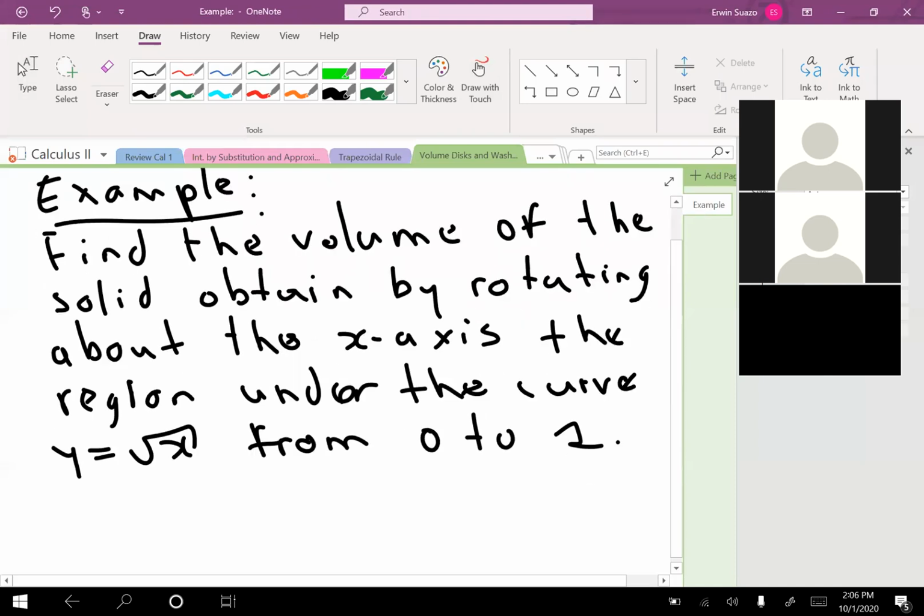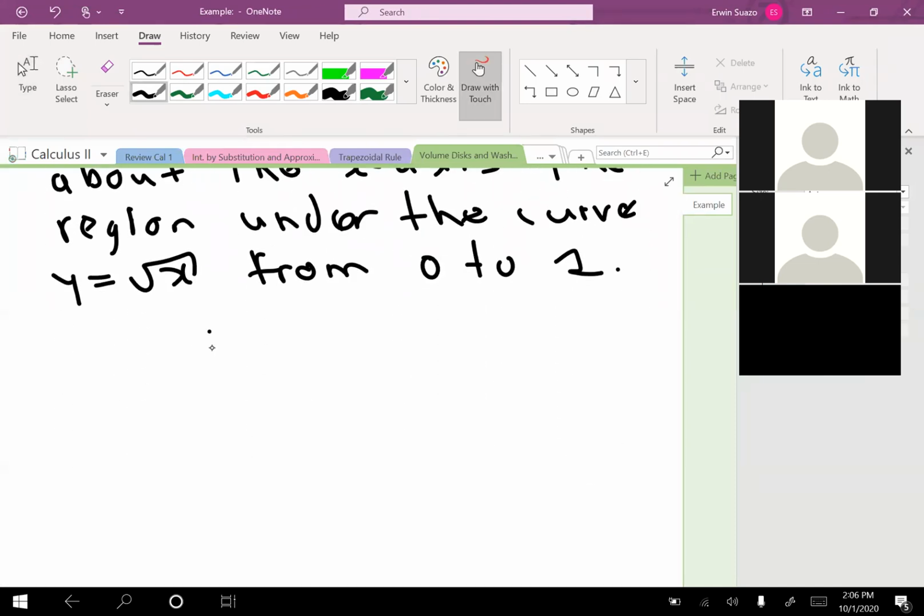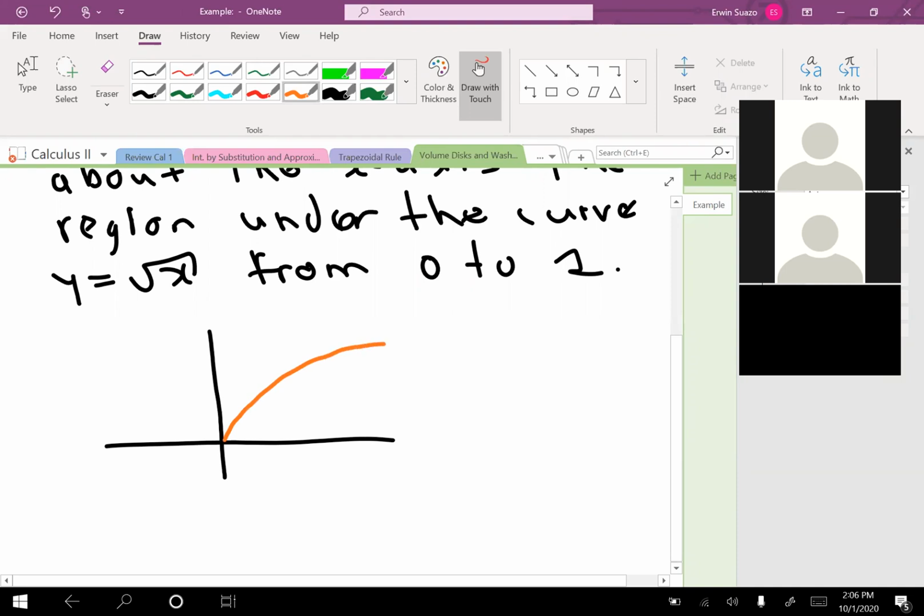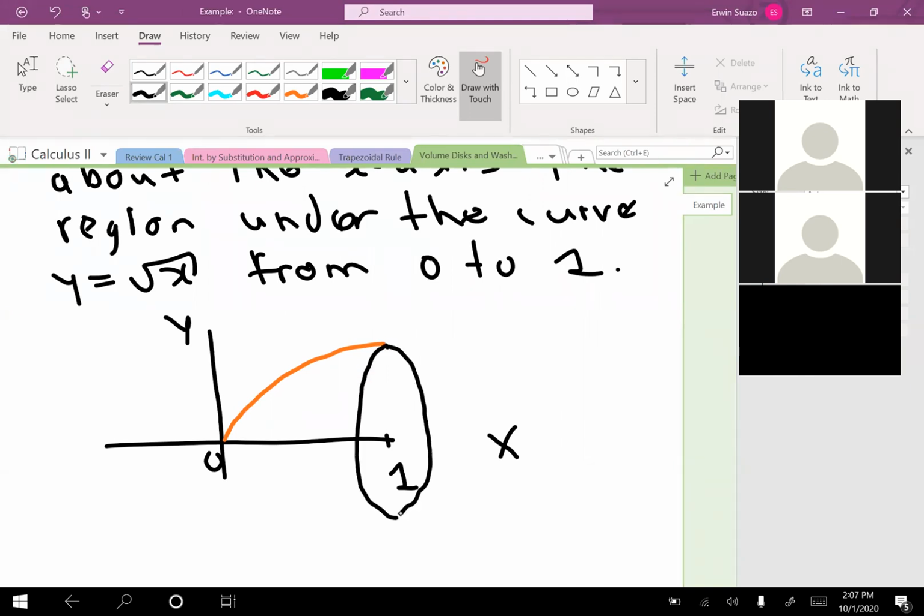So basically we have the square root of x, which looks something like this. I want it from 0 to 1, so let's say this is 0 and this is 1. What you're going to do is rotate around the x-axis. This is the x-axis, this is the y-axis. When you rotate, you'll get something like this. So you'll get this solid.